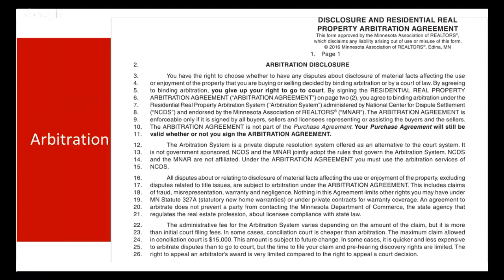The arbitration agreement is enforceable only if it is signed by all buyers, sellers, and licensees representing buyers and sellers. Everybody has to sign off on this sucker, otherwise it's not enforceable. That means the agents too. So the buyers and sellers could sign off, and one agent could sign off, but if another agent doesn't sign, it's not enforceable. It doesn't mean you can't still use arbitration if people agree to it, but it just means it's not enforceable, right?